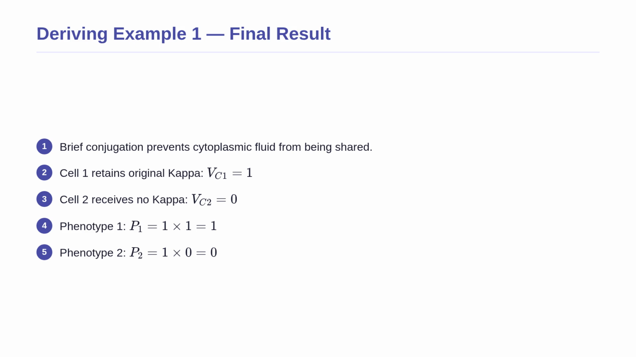Now we calculate the final phenotype by multiplying the genetic and cytoplasmic values. For the first cell, 1 times 1 equals 1, so it remains a killer. For the second cell, 1 times 0 equals 0. Therefore, the second cell remains sensitive despite having the correct genetics. This proves that having the dominant gene alone is not enough. The physical infectious particle must also be present.